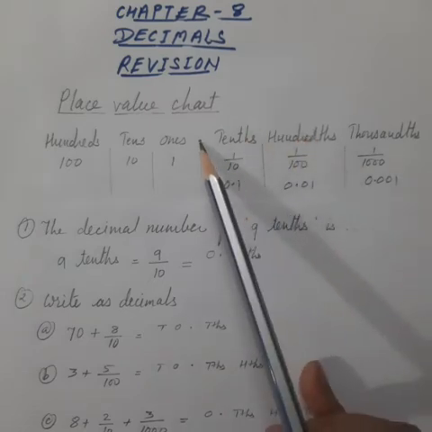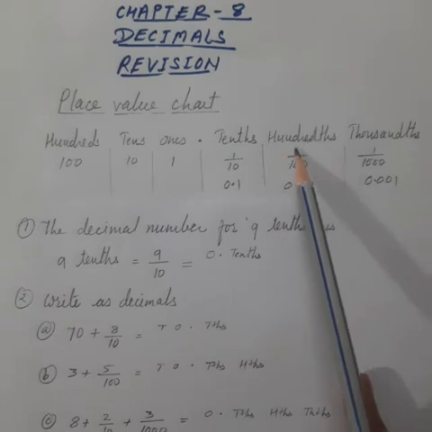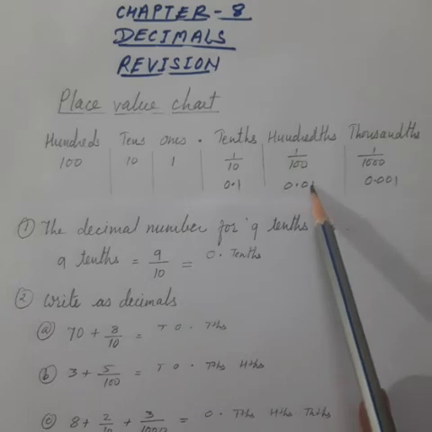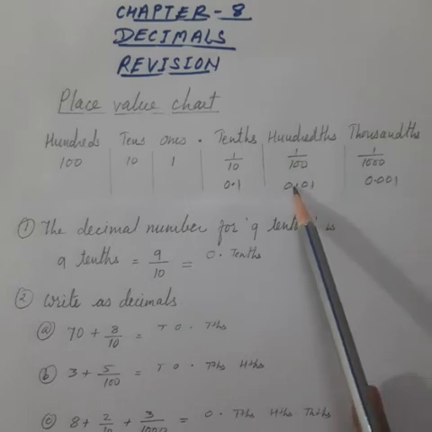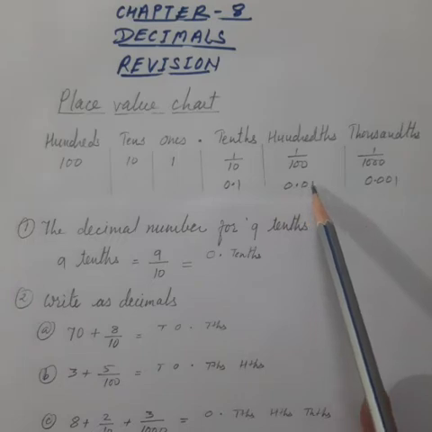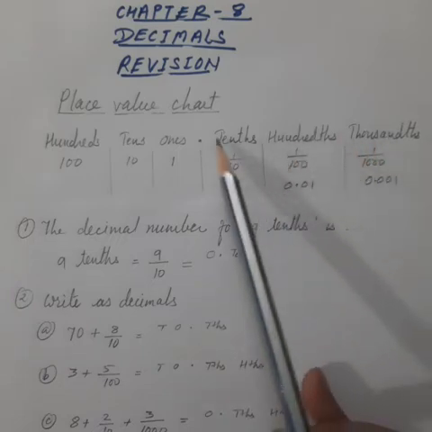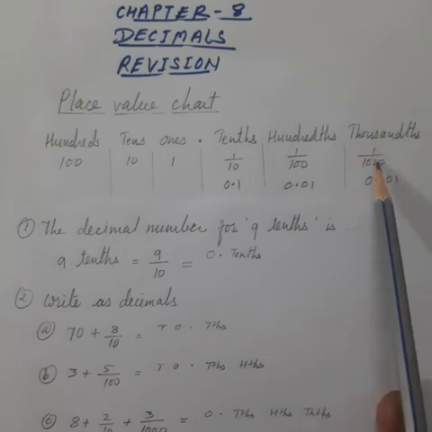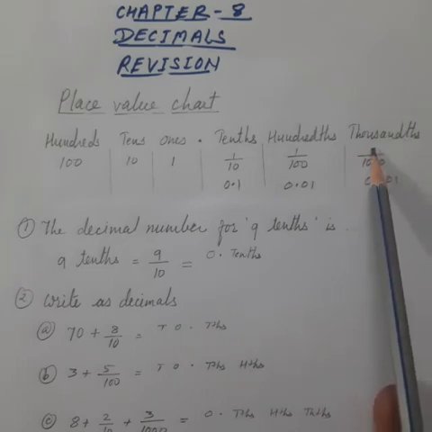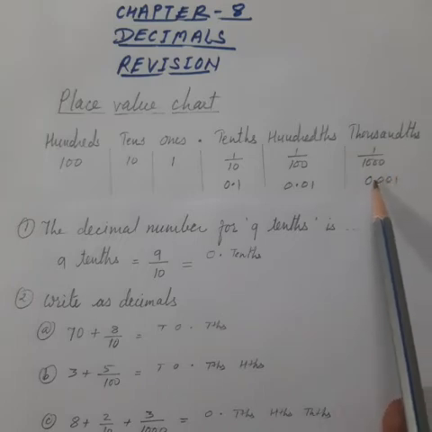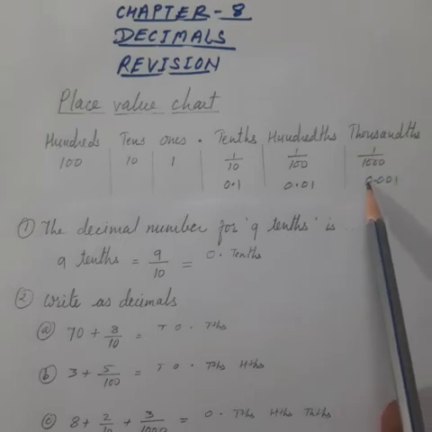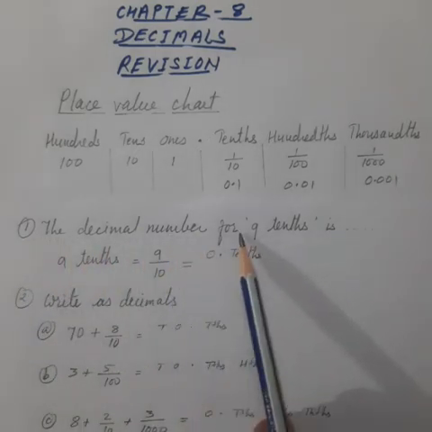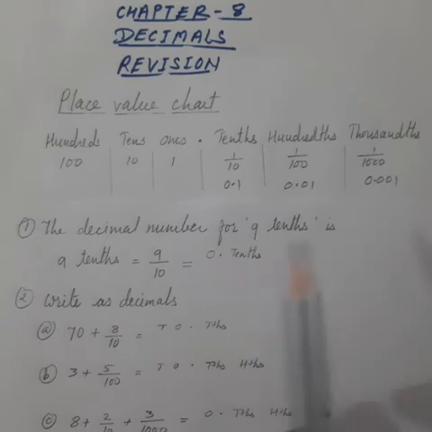Second place after decimal point, it is hundredths. 1 by 100 is its place value. 1 is at second place after decimal point. We can read it as 0.01. Third place after decimal point is thousandths. Its place value is 1 by 1000. 1 thousandths. 1 is at third place after decimal point. So we can read it as 0.001.